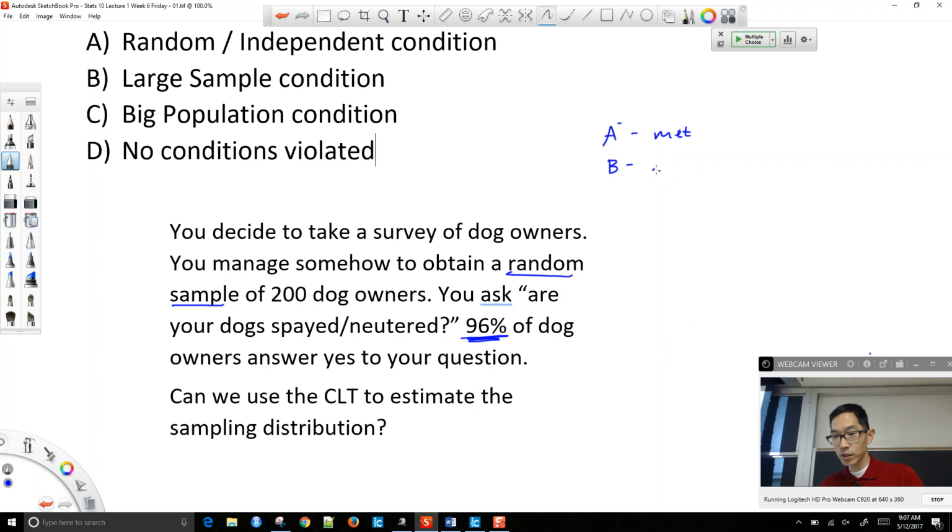In this case, we are not provided counts, so we have to check: is n times p greater than 10? We do 200 times 0.96, and we get 192. So yes, that is bigger than 10. But if we check n times 1 minus p, we have 200 times 0.04, and we only get 8, which is not bigger than 10. So condition B has been violated.